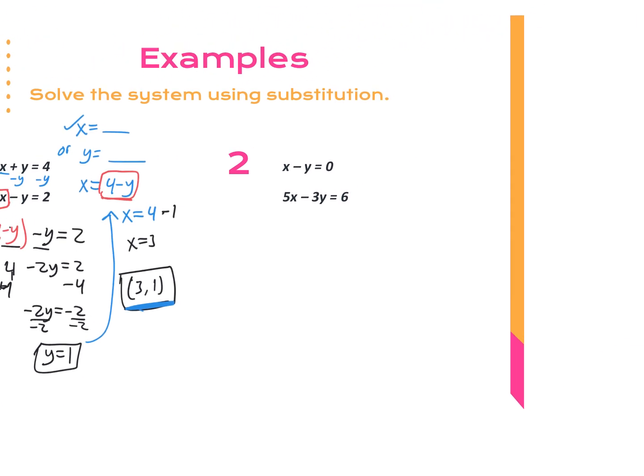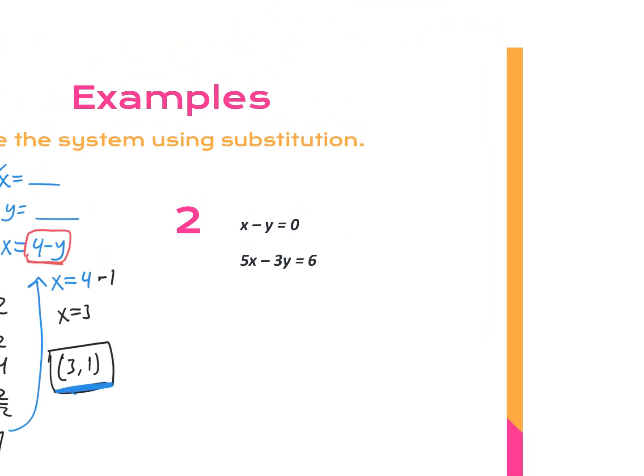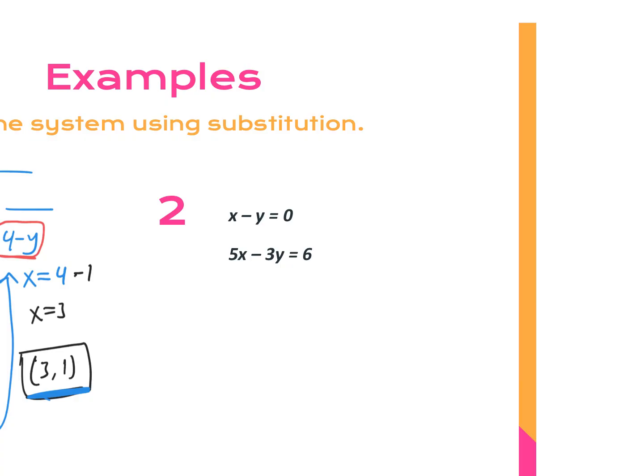So let's do the same thing with number 2. Again, using substitution, the goal is to get either an x equals or a y equals. You're always going to want to do whatever looks simpler, whatever doesn't have a coefficient. If you look in the first equation, I already have a positive x on one side. So let's try to get that by itself. To get that by itself, we can add y to both sides. So then you get x equals y. From here, all you have to do is replace the x that you see in the second equation with a y, because I already know that x equals y.